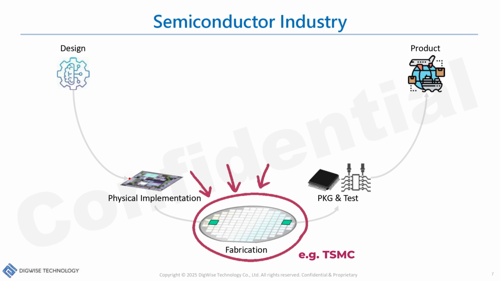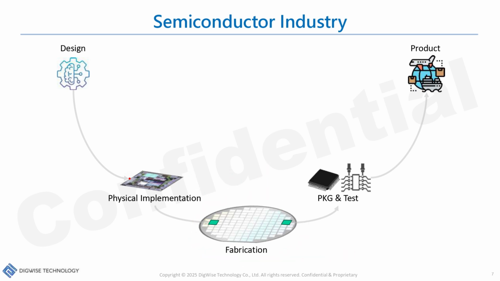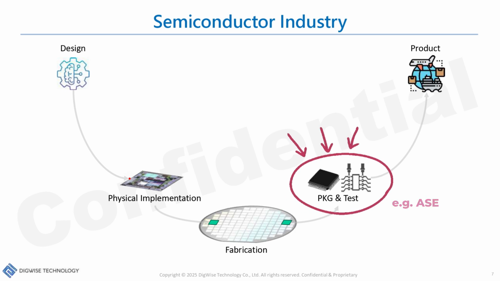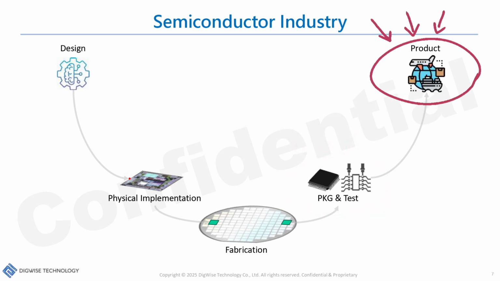Then, the design is handed over to the foundry for fabrication. During this manufacturing process, the wafer undergoes multiple photolithography and other processing steps. With each step, new layers of material or circuitry are added, gradually building up the complete design on the wafer. Once finished, the wafer is diced into individual dies, also known as chips. Chips are packaged and tested, then shipped to customers as final products.